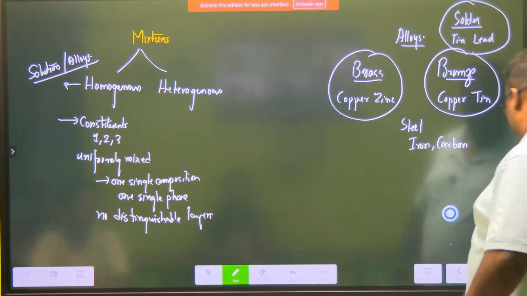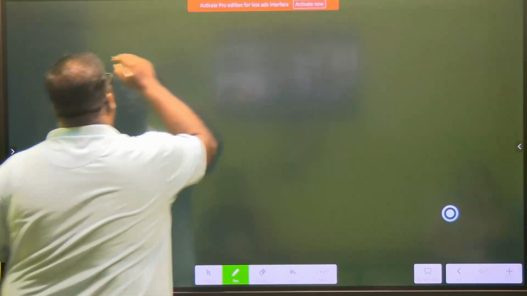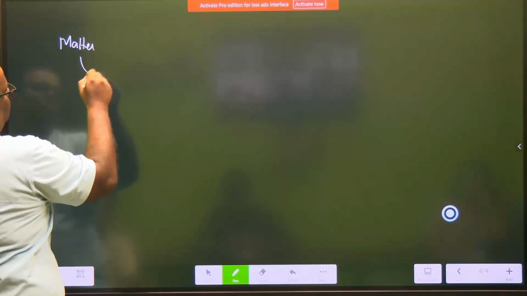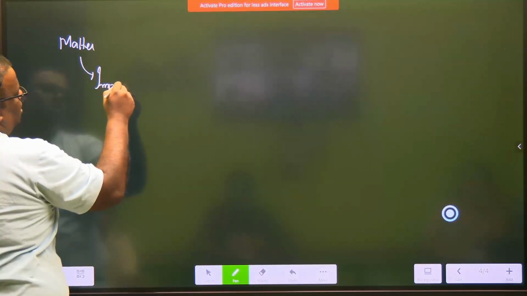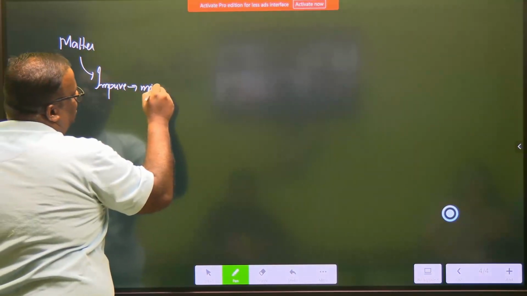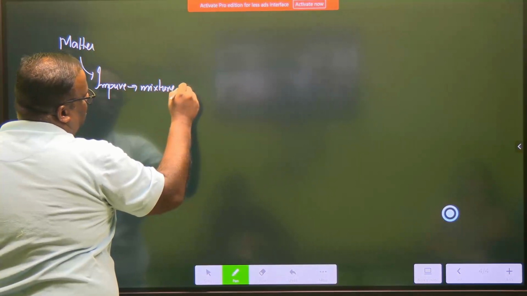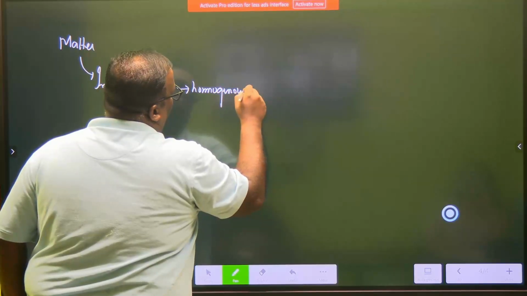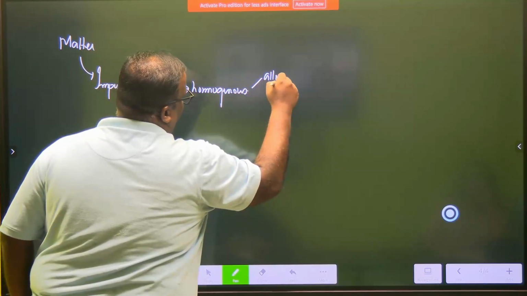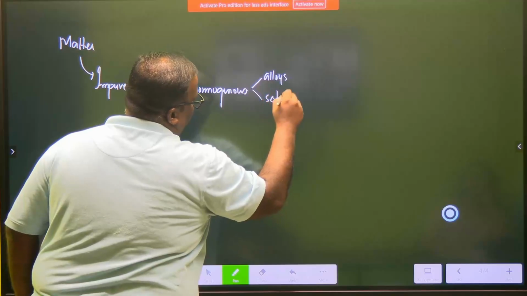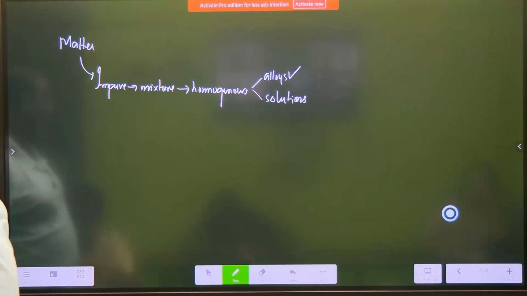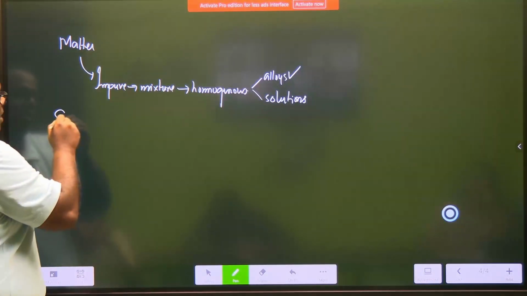Okay, let's move ahead. So we'll go back again to solution. Let me remind you a little where we are. So we are in matter, and in matter we are in impure. Impure means we are in mixture. In mixture we are studying homogeneous. In homogeneous we have got alloys and we have got solutions. Right now alloys are done and we are going to study solutions once again. Okay? We'll come back to solution.